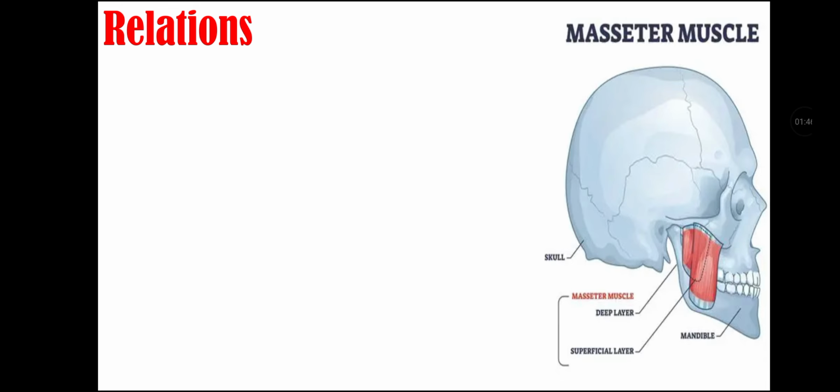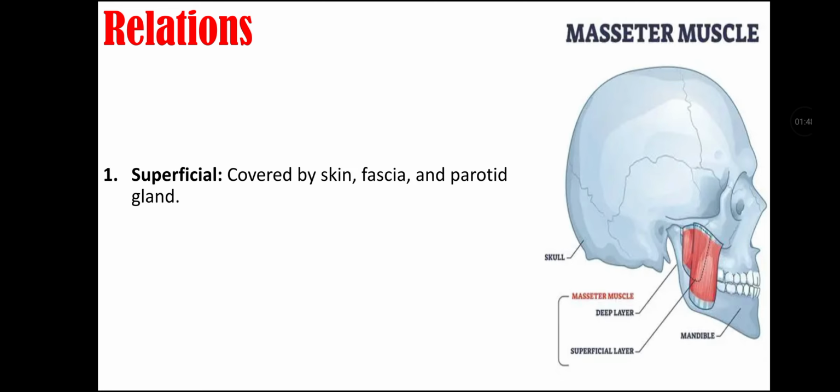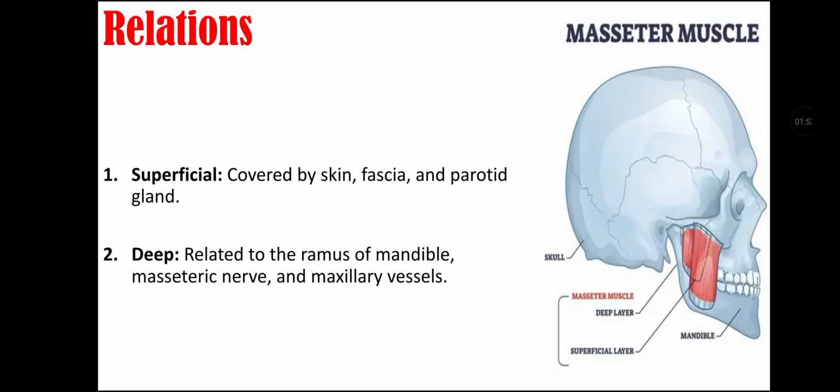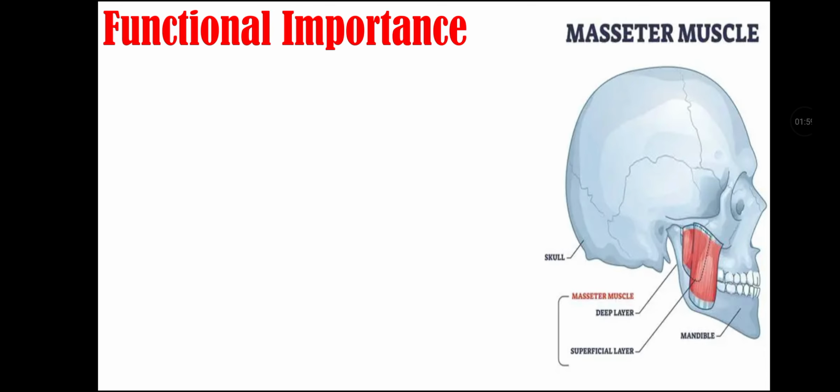Relations of masseter muscle. Superficial to this muscle are skin, fascia, and parotid gland. Deep to this muscle are the ramus of the mandible, masseteric nerve, and maxillary vessels.